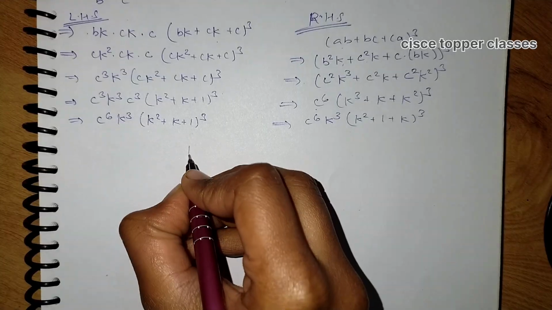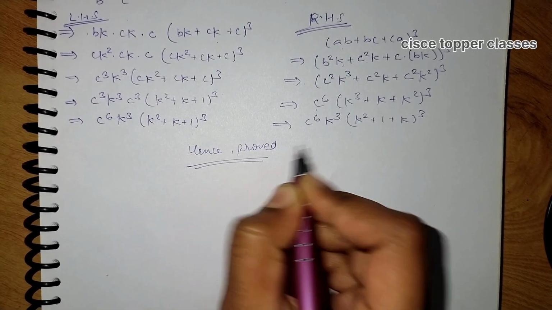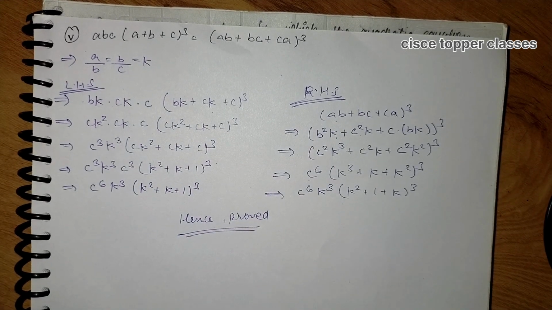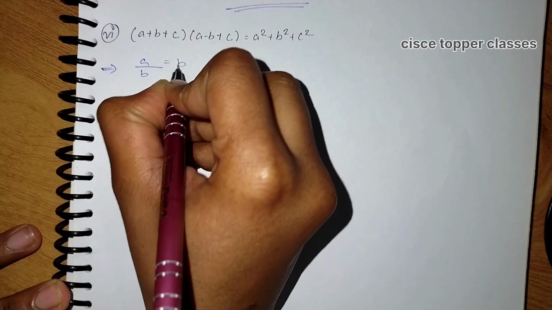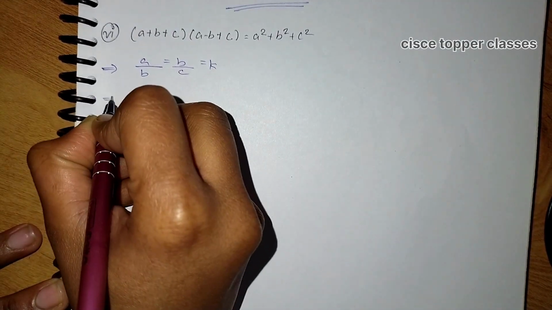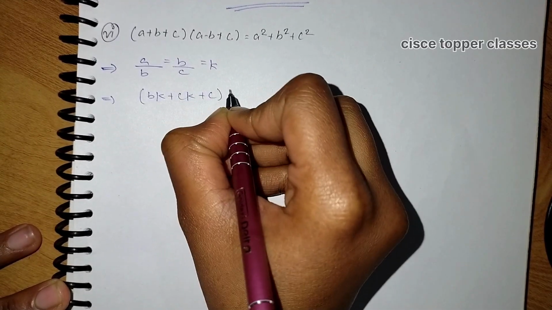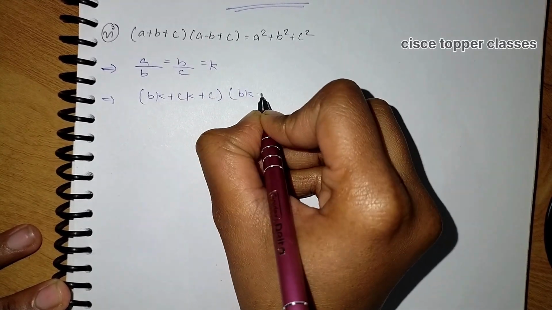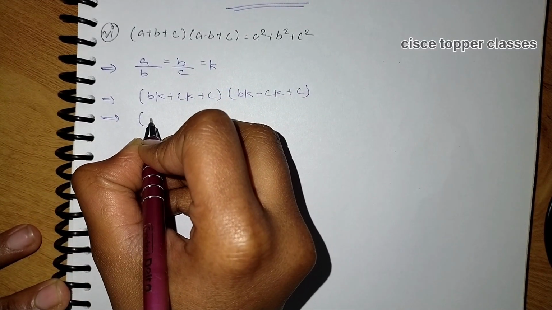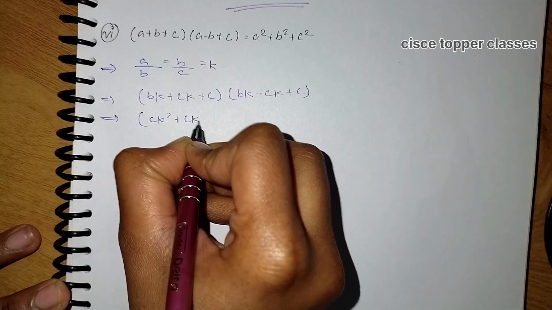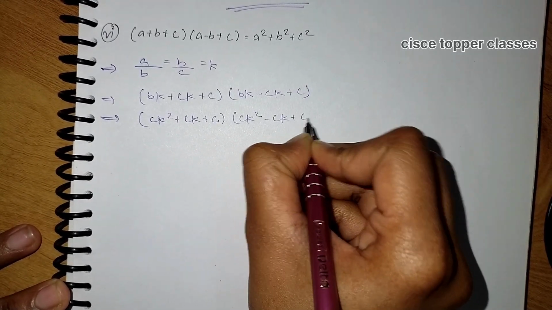LHS is equal to RHS, hence proved that A, B, C are in continued proportion in question number 5 of question 22. And this is the solution of this question. Let us solve question number 6 here. So it will become A by B is equal to B by C equal to K. So in place of A, it will become BK plus CK plus C, and here it will become BK minus CK plus C. So in place of B, we can write CK square plus CK plus C. Here again, CK square minus CK plus C.